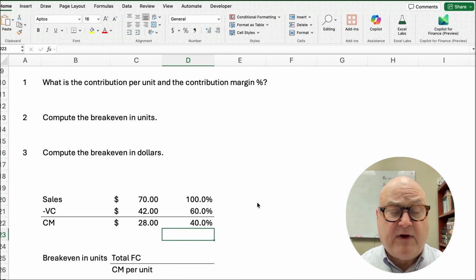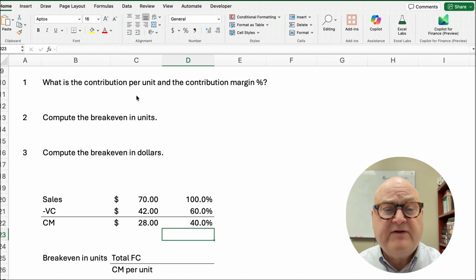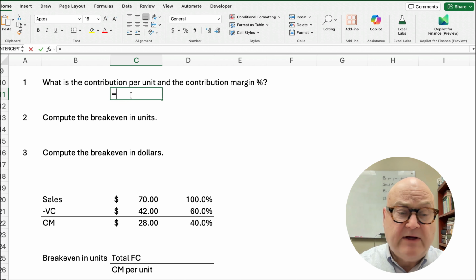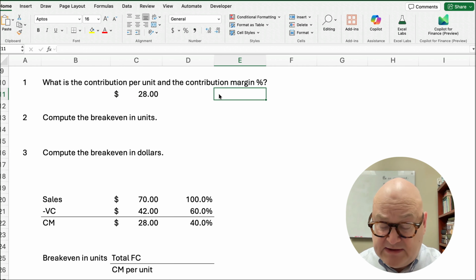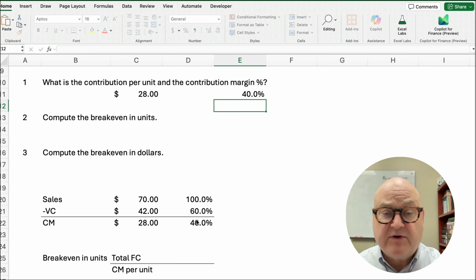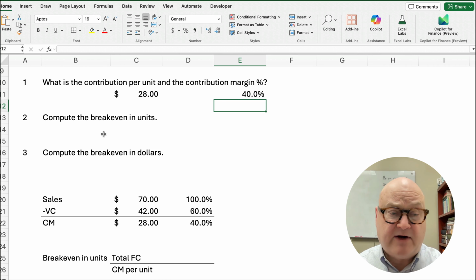So you could say, well, how profitable are you per unit? Well, after we take our sales and our variable cost, then we're making $28 on each one. Or if you want to think in terms of dollars, we're making 40 cents of every dollar. We make a sale and we receive dollars, 40% of that becomes contribution margin. So that's important. So what is our contribution margin per unit? Well, it's $28. And what's our contribution margin percentage? That's 40%. So we're just solving the questions that are asked here.